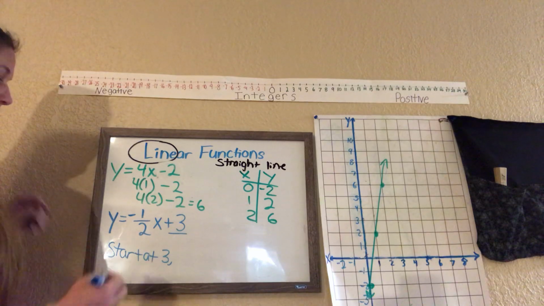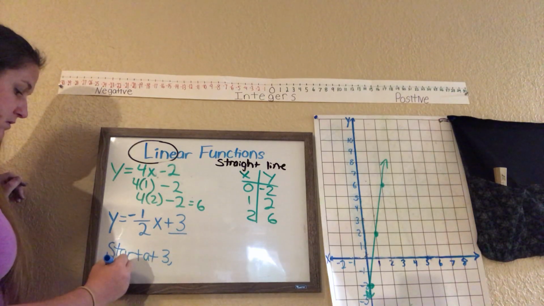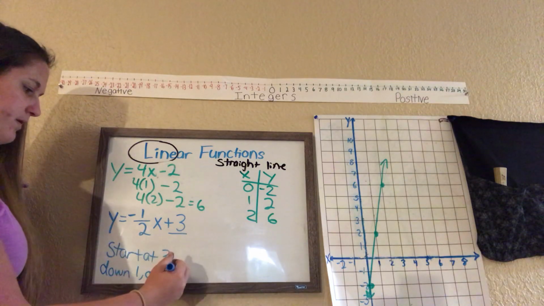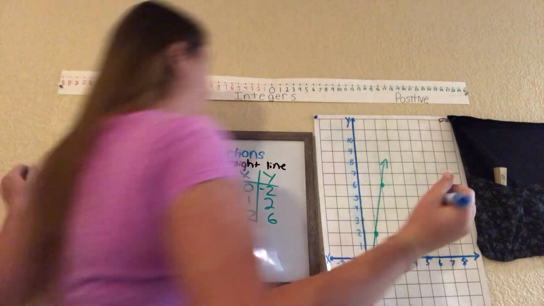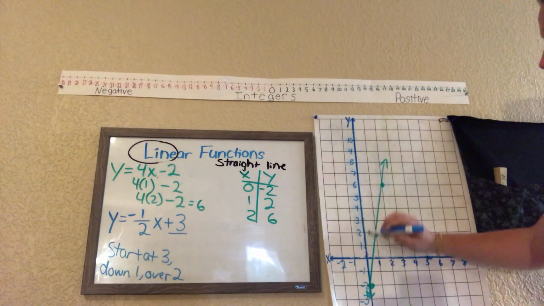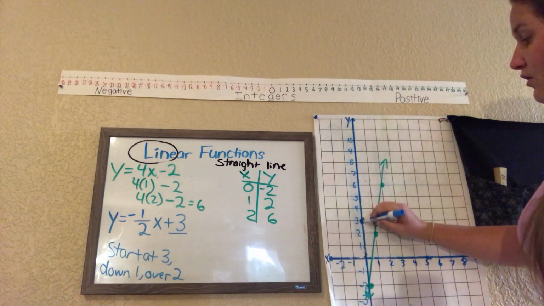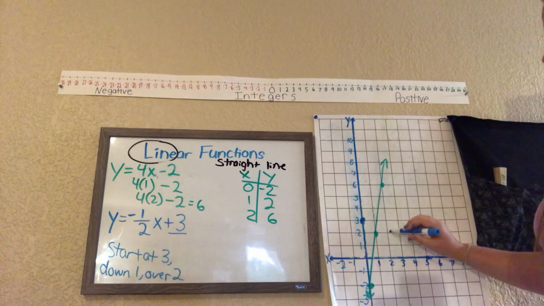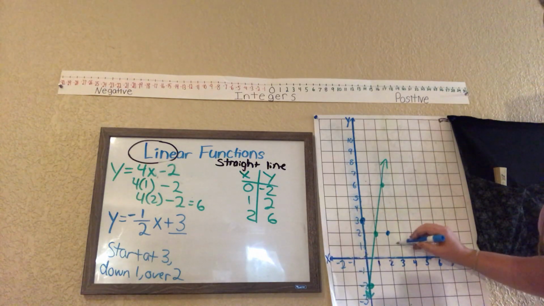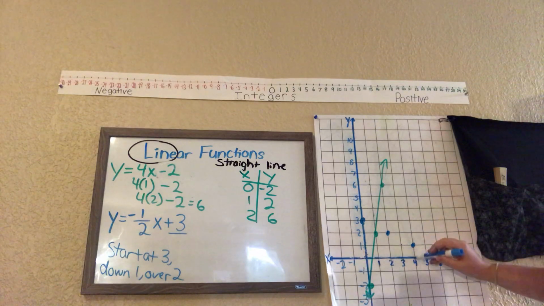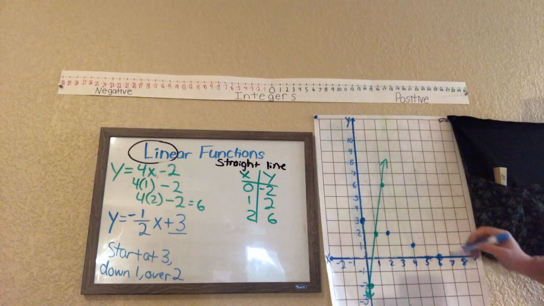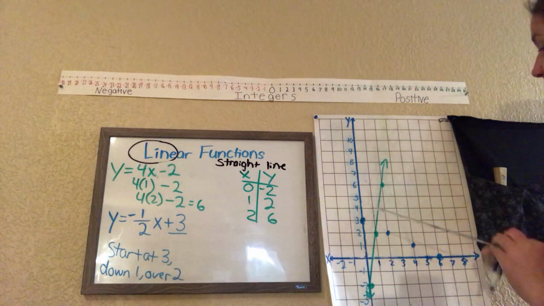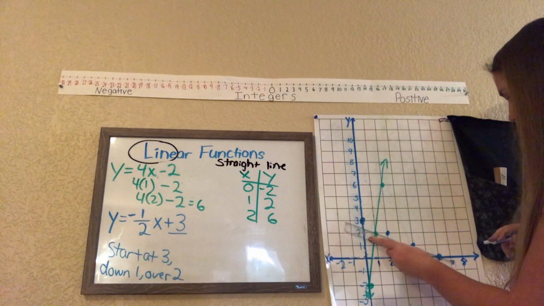So start at 3, down 1, over 2, I'm sorry, I can't count. So, starting at 3, that's our y-intercept, so it crosses our y-axis. Now down 1 over 2, down 1 over 2, down 1 over 2, has more of this look to it. Once again, you can take your ruler, make a nice straight line going through that.